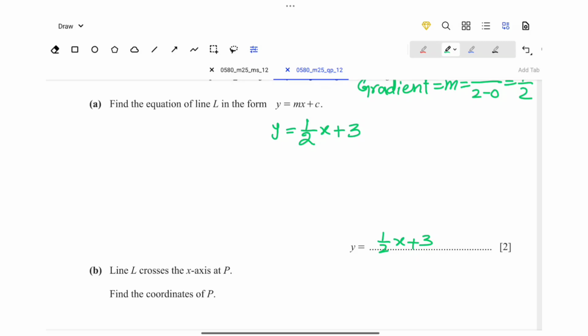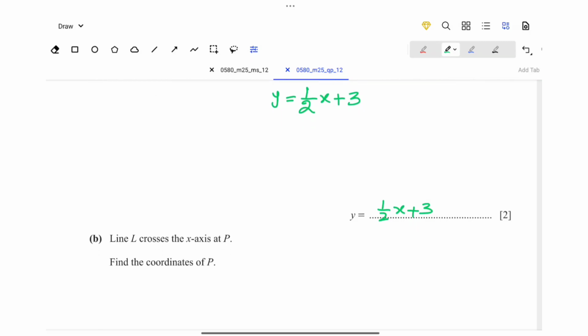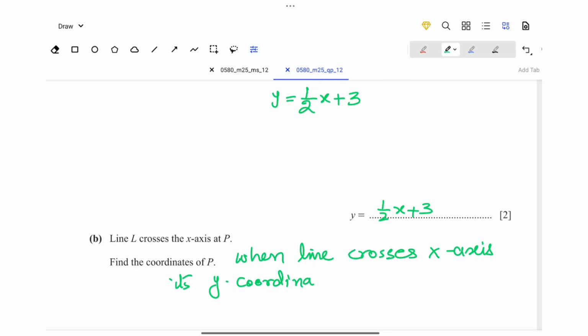P is the point. When the line crosses the x-axis, its y coordinate is 0. When the line crosses the x-axis, its y coordinate is 0. Means we have to put y equal to 0 on the line.